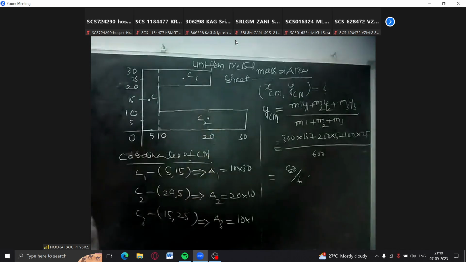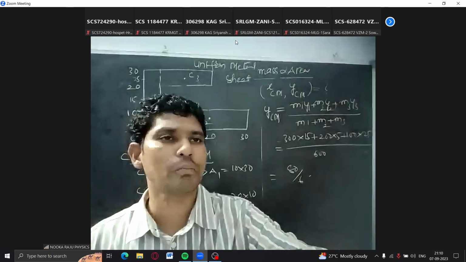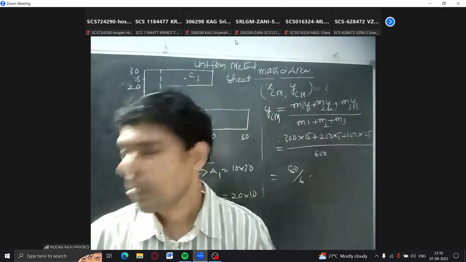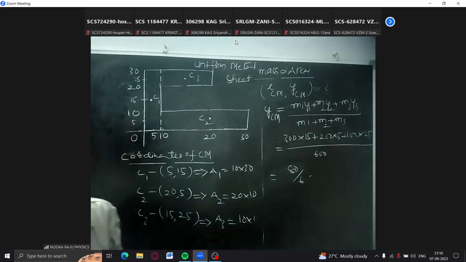So how to solve this problem? By using the method of decomposition. Okay, right? Next one is the method of integration.